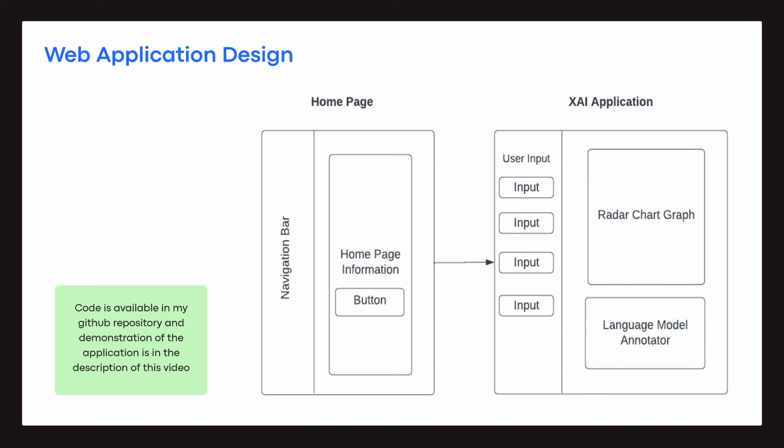So the XAI application allows a user to input values. For the input values, there are things like, for example, how much income they expect to receive and how much loan they expect to ask for, and some data types that can be pushed into the machine learning XAI platform. After the user has inputted this, there is a button that they click, which runs the entire program itself. We can see there is a radar graph chart that will be outputted, and there will also be the language model annotator that will output the information as well.